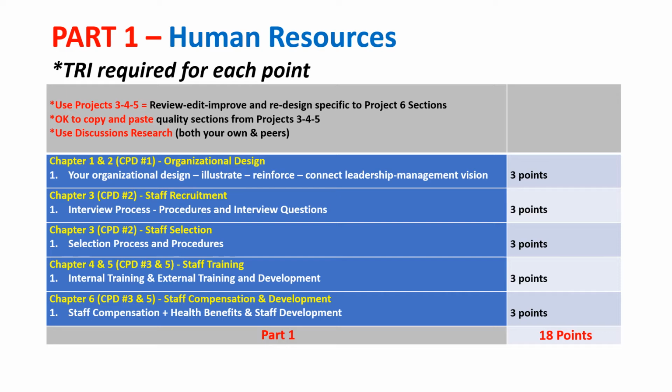Next then is chapters 4 and 5, CPDs 3 and 5, where we get into staff training, your internal, external, and your staff development. And then last is from chapter 6, CPD number 3 and 5 again. This is staff compensation and development, specifically addressing what you're going to do for health benefits for your staff, and then staff development there also. Again, you can see for each of them, you need complete TRI. It's 3 points each. Part 1 is 18 points.